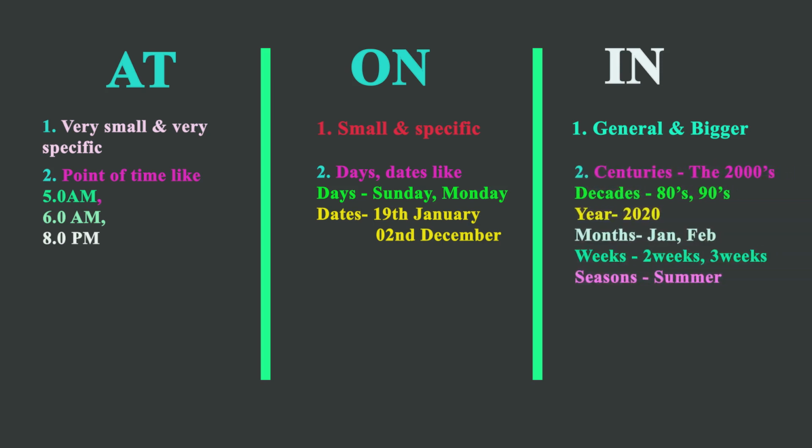And in we use in broader or bigger meaning like centuries, 20th century, or decades like 80s, 90s, years like 2020, 2021, months like January, February, March, weeks, 2 weeks, 3 weeks, and seasons, summer or winter. In all these cases we use preposition in.